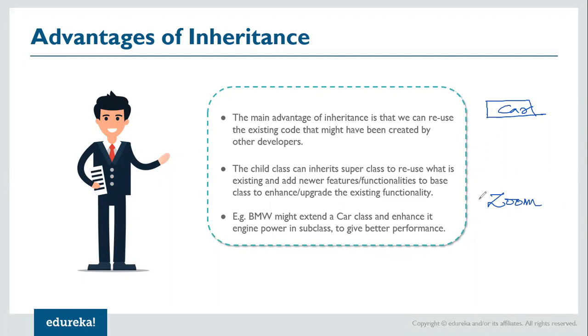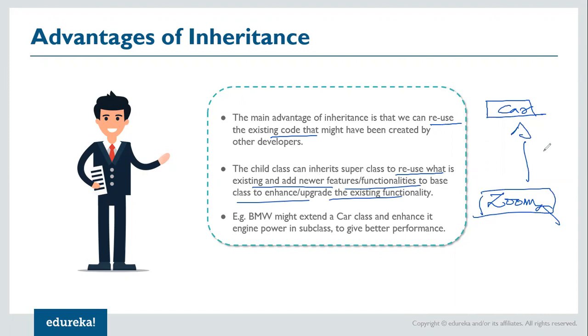So if you are trying to create Zoom car, what you can do is take the existing car, extend that, and maybe add more additional features and functionalities. So basically we reuse what is existing. That is the emphasis or the main concept of inheritance. As the name suggests, inheritance means you inherit what is existing or what is already there, like you inherit features and attributes from your parents, right? Now the child class can inherit the superclass to reuse what is existing and add newer functionalities to the base class to enhance and upgrade the existing functionalities.